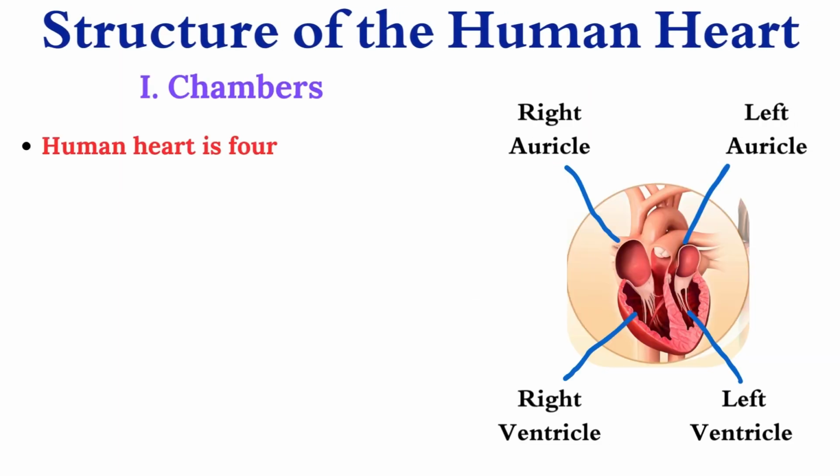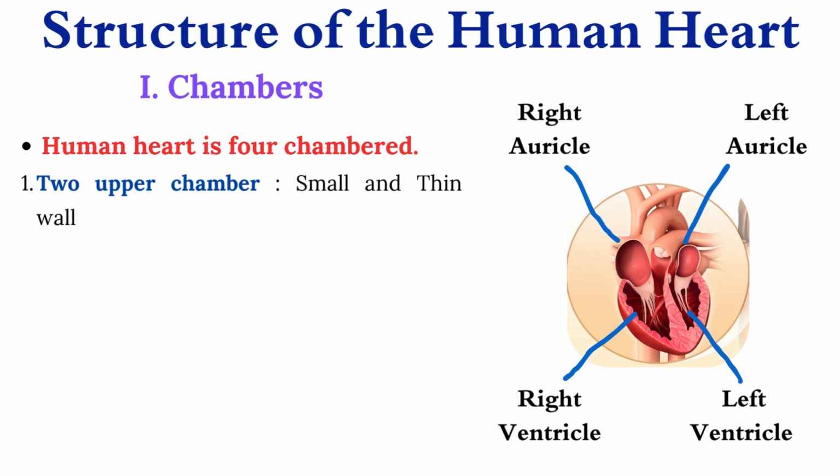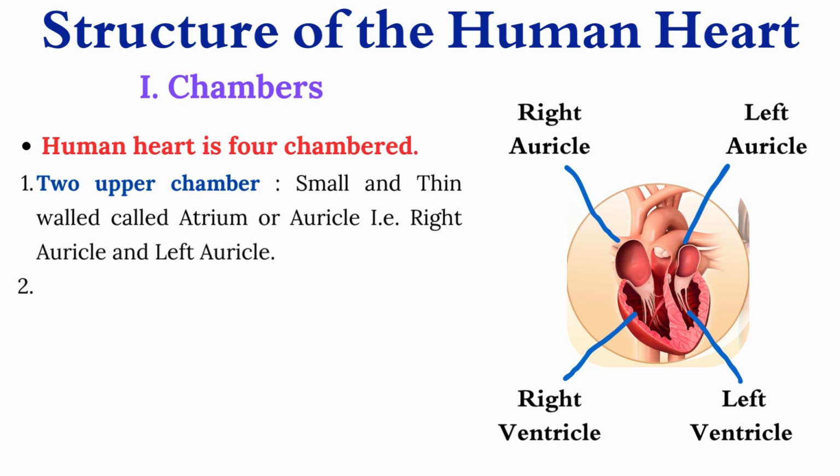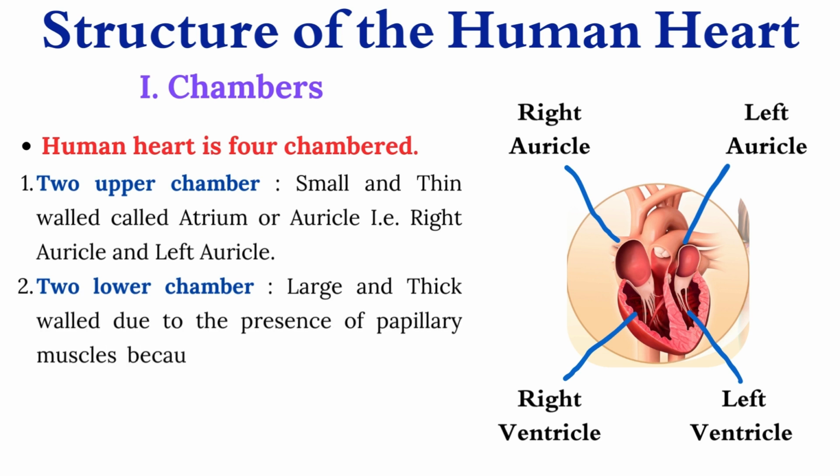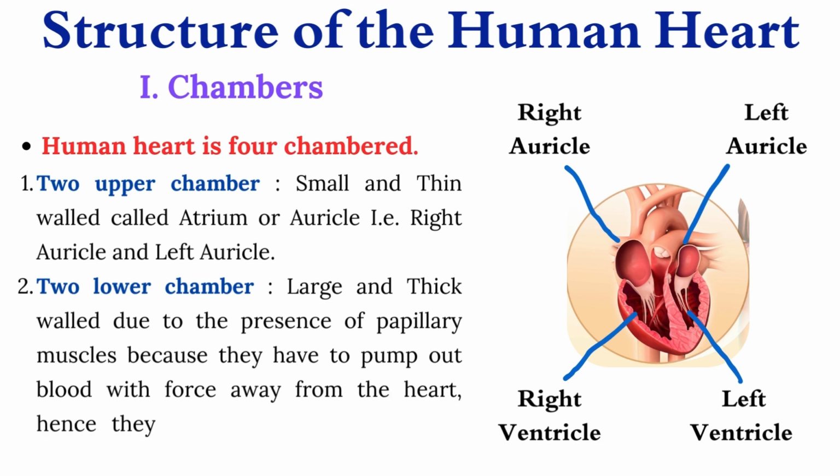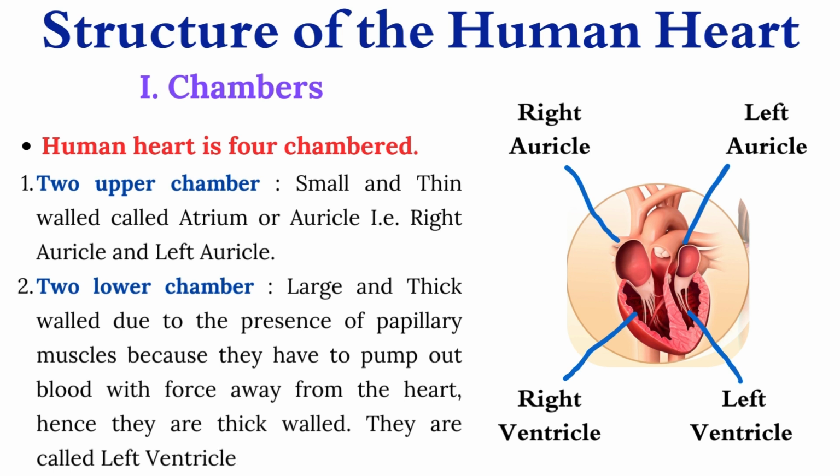The human heart is four-chambered. There are two upper chambers, small and thin-walled, called atrium or auricle: right auricle and left auricle. There are two lower chambers, large and thick-walled, due to the presence of papillary muscles, because they have to pump out blood with force away from the heart. Hence, they are thick-walled. They are called left ventricle and right ventricle.